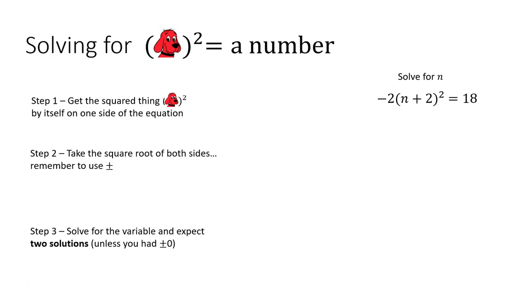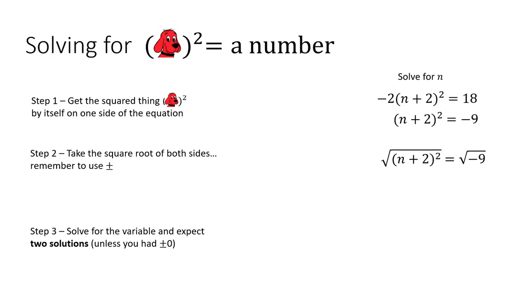We've got some work to do on this example for us solving for n. It's the quantity n plus 2 squared, but it's being multiplied by negative 2 to equal 18. The squared thing is not by itself. The squared thing is n plus 2, but it's getting multiplied by negative 2. We're going to have to divide both sides by negative 2 to get the squared thing by itself. Well, now that's been accomplished. The quantity n plus 2 squared equals negative 9.